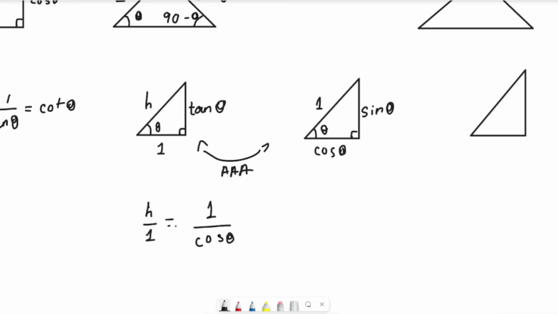So now I know that the hypotenuse of this triangle is 1 over cosine. Now we have another name for 1 over cosine, which is secant of theta. So the hypotenuse of this triangle is secant of theta, or sec theta. So let's go back to the circle we were on.